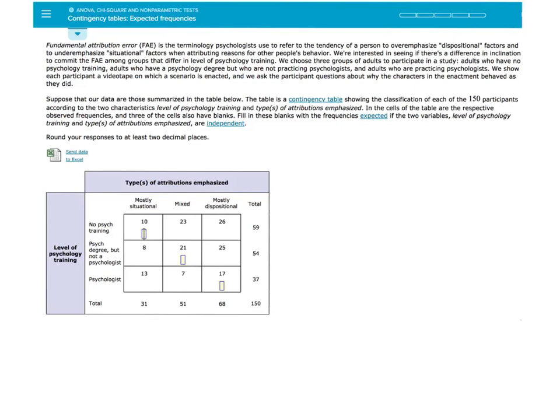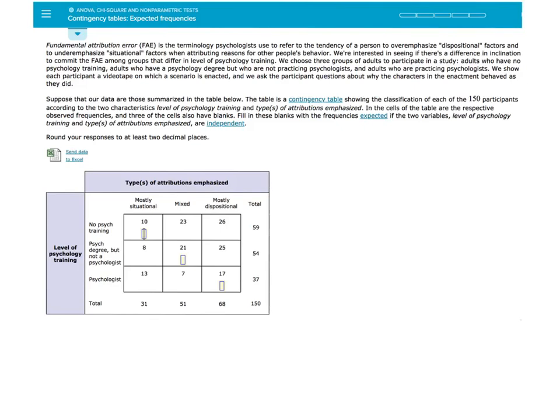We choose 3 groups of adults to participate in a study: adults who have no psychology training, adults who have a psychology degree but who are not practicing psychologists, and adults who are practicing psychologists. We show each participant a videotape on which a scenario is enacted, and we ask the participants questions about why the characters in the enactment behaved as they did. Suppose that our data are those summarized in the table below.